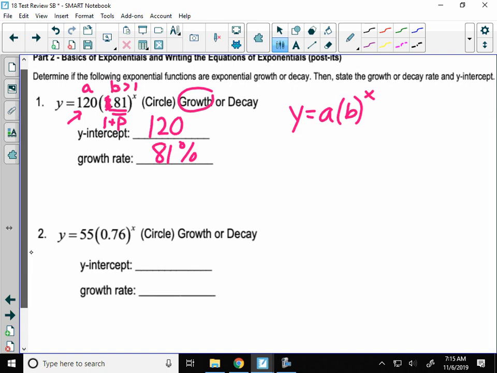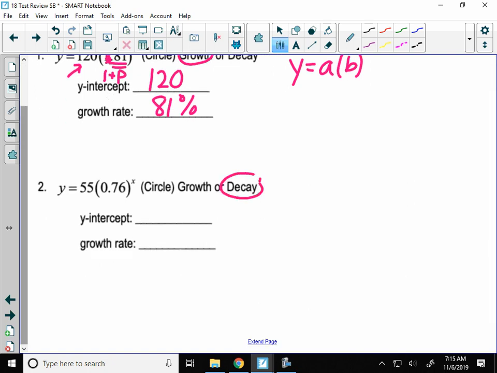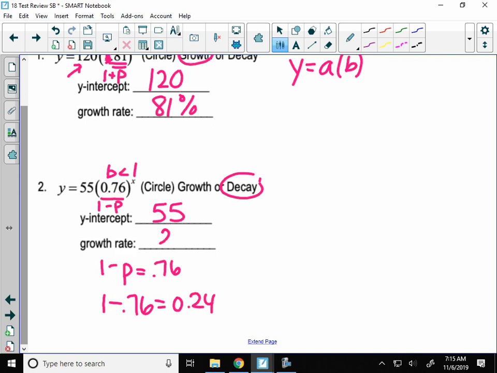Number 2, this is exponential decay because this 0.76 is less than 1. The y-intercept is 55. And the growth rate, I need to figure out. Remember, this growth rate for when it's less than 1 is 1 minus a percent. So 1 minus something gave me 0.76. So figure out what my percent is. I can take 1 minus 0.76, which is 0.24 or 24%.